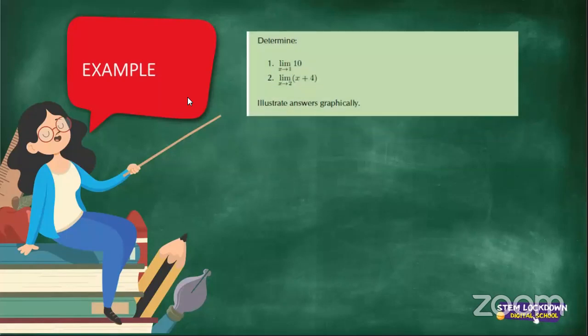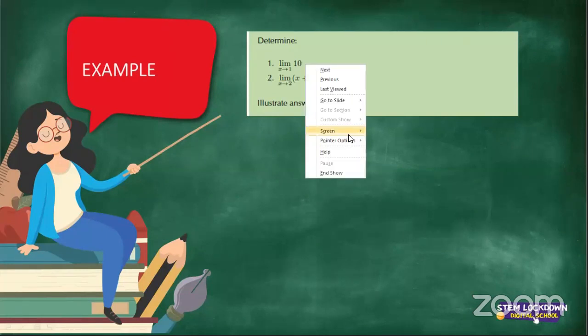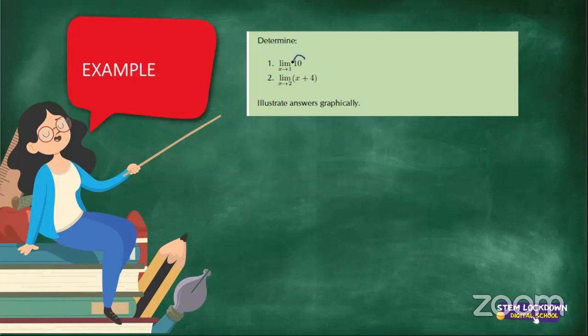let's say, for example, you are asked to determine the limit. This is actually an example from your textbook. So if you are asked to determine the limit as x approaches 1 of 10, 10 is actually our function. So let me write that down. So this 10 is our function.